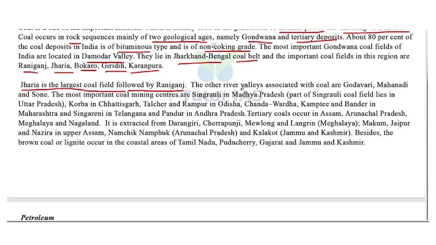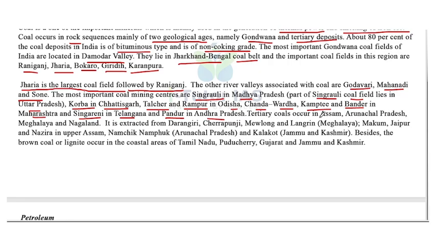The other river valleys associated with coals are Godavari, Mahanadi, and Son. The most important coal mining centers are Singrauli in Madhya Pradesh, part of the Singrauli coalfields lies in Uttar Pradesh, and also Korba in Chhattisgarh, Talcher and Rampur in Odisha, Chanda, Varda, Kampti and Bandhar in Maharashtra, Singareni in Telangana, and Pandur in Andhra Pradesh.